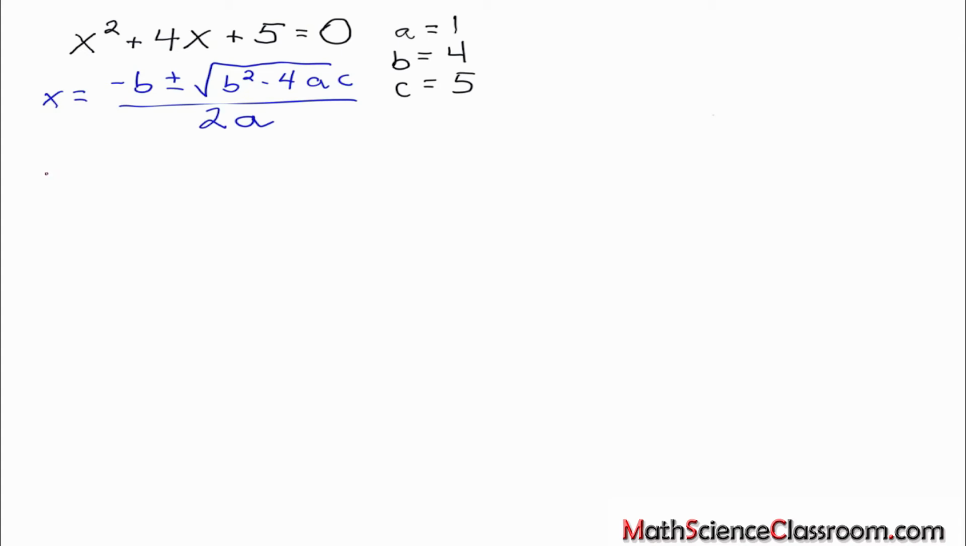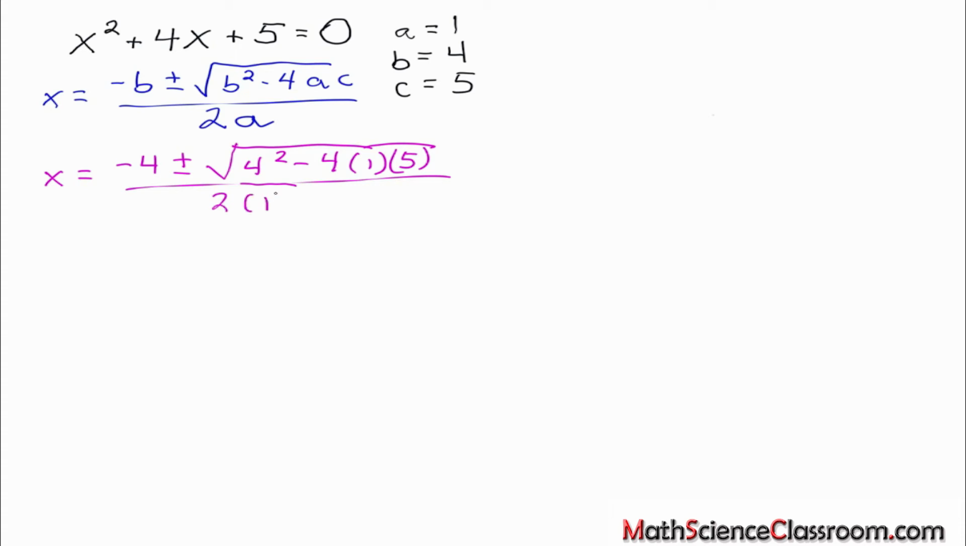So x equals negative, and b is 4, plus or minus the square root of 4 squared minus 4 times 1 times 5, over 2 times 1. Okay, next step.